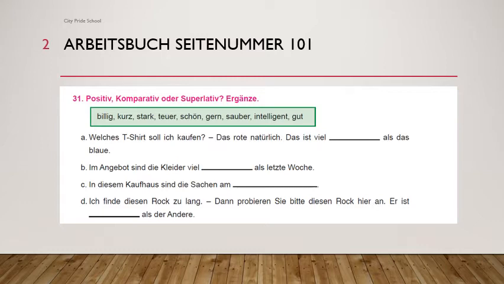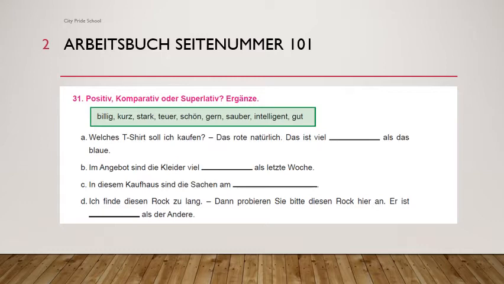As you already know, if there is no comparison, if both are at the same level, then positive degree is used. If there is a comparison between two things or two persons, comparative degree should be used. And if there is a comparison among more than two things or more than two people, then superlative degree must be used. Now, to decide which adjective will come in which blank, first let's understand the meanings of the given words or given adjectives in the box.